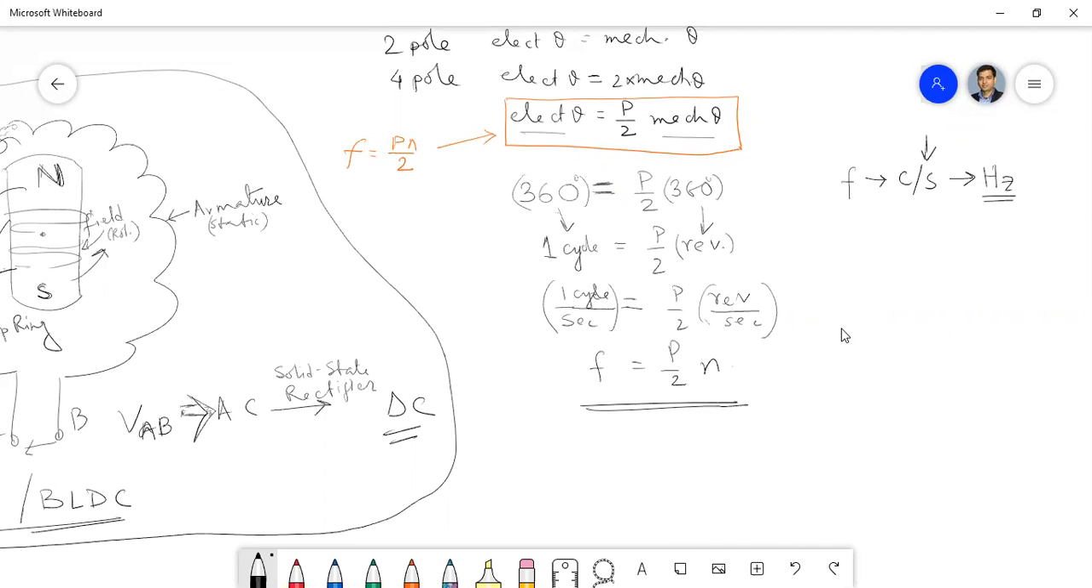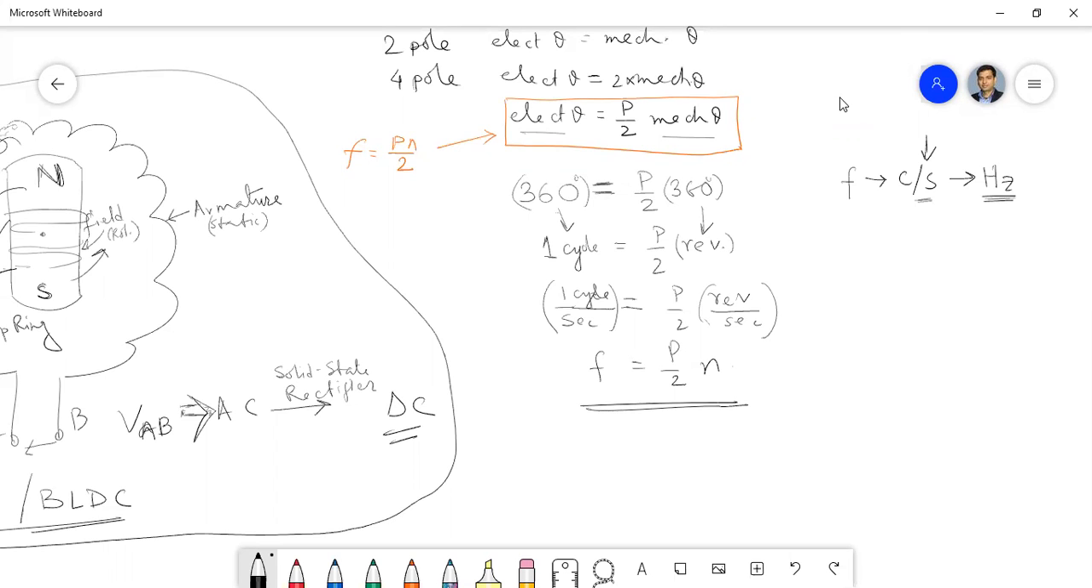So 360 electrical is what we call one complete cycle, and 360 mechanical angle means one complete revolution. And if we divide both sides by second, we get 1 cycle per second equals P/2 into 1 revolution per second. So cycles per second is nothing but hertz. That is the older unit of frequency, cycles per second, though the newer unit of frequency is hertz.